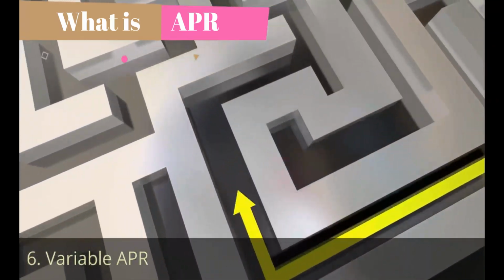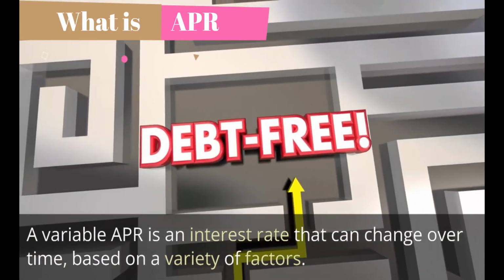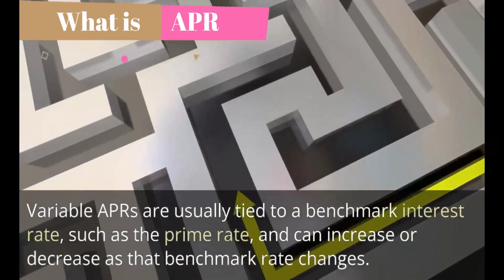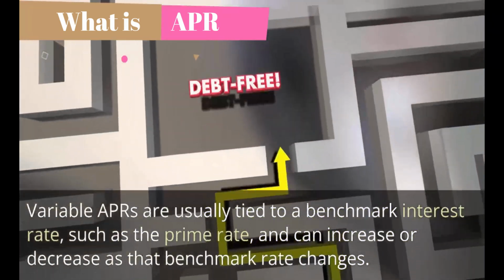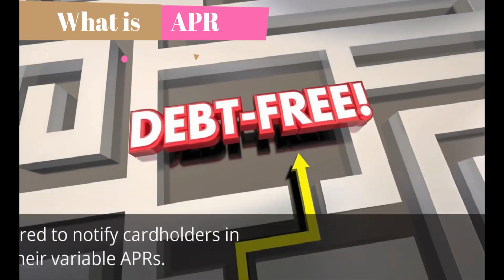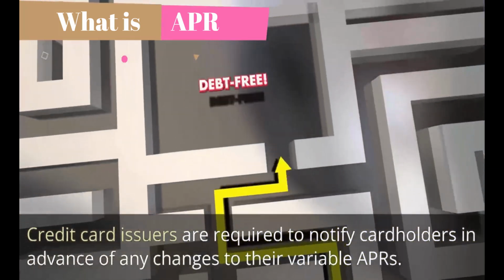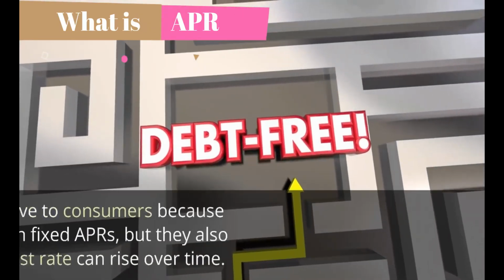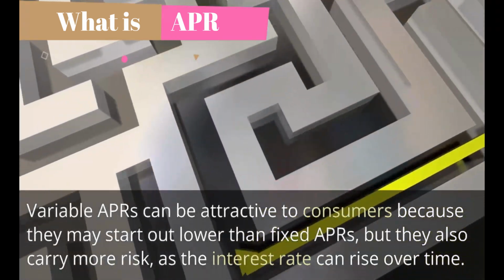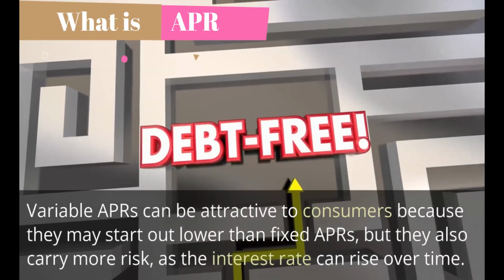6. Variable APR. A variable APR is an interest rate that can change over time, based on a variety of factors. Variable APRs are usually tied to a benchmark interest rate, such as the prime rate, and can increase or decrease as that benchmark rate changes. Credit card issuers are required to notify cardholders in advance of any changes to their variable APRs. Variable APRs can be attractive to consumers because they may start out lower than fixed APRs, but they also carry more risk, as the interest rate can rise over time.